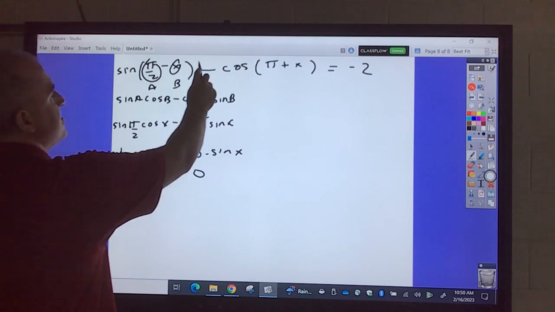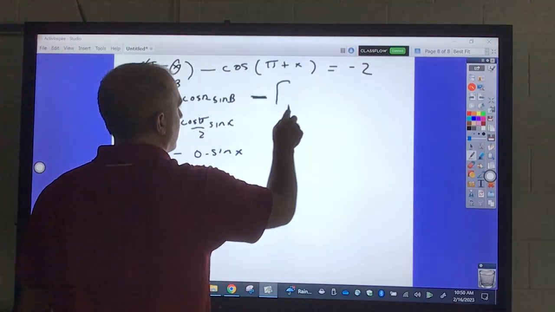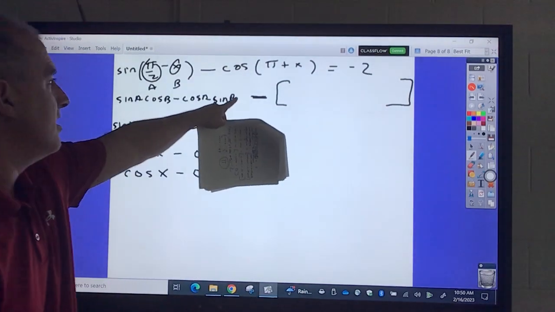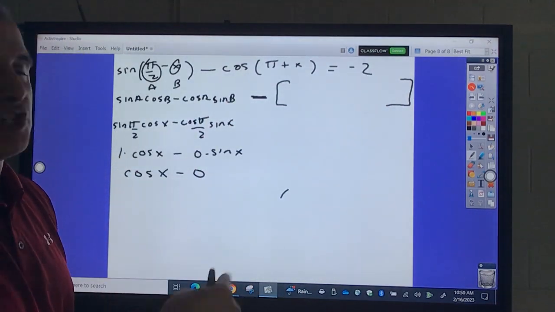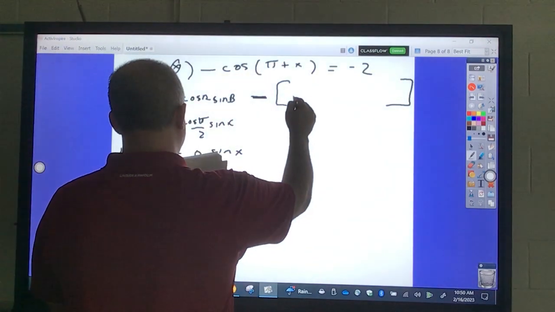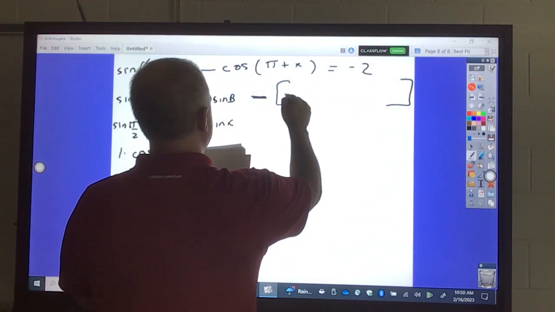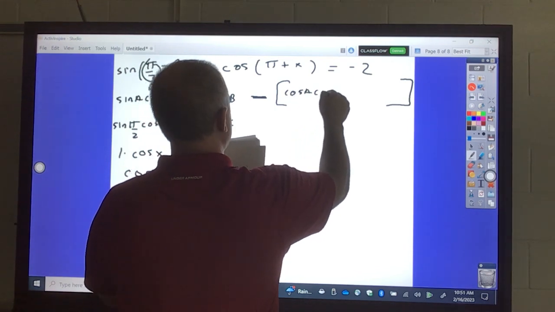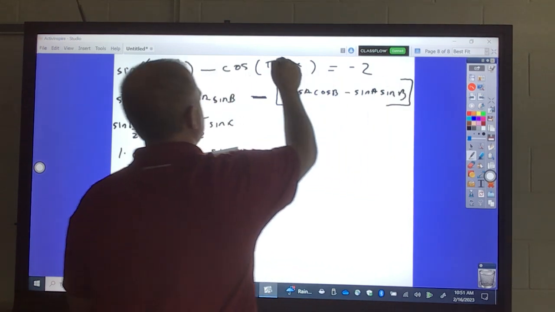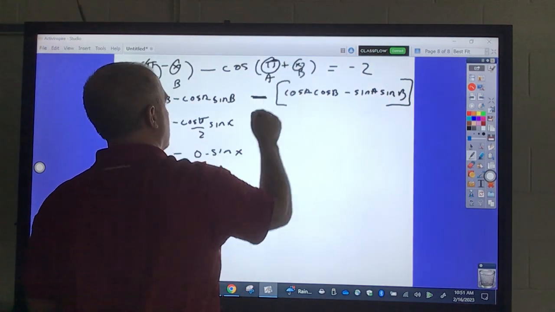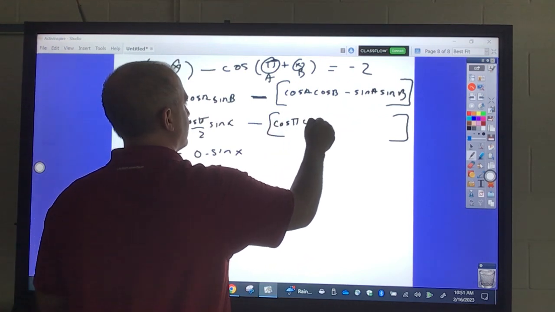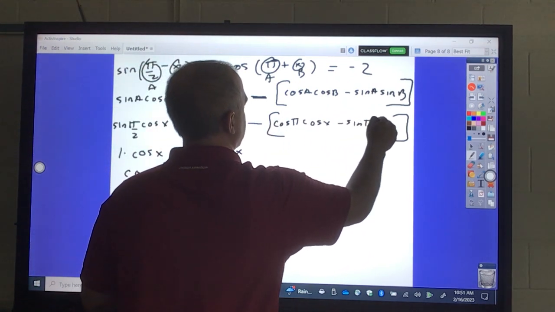Now, you've got to be careful with the minus. I'm going to put this bracket here because that's important. The minus is eventually going to change the sign of my result. Now, what I have here as a formula is cosine A cosine B minus sine A sine B, where this is my A and this is my B. So I'm going to keep this bracket here. This is going to be cosine of pi cosine of x minus sine of pi sine of x.